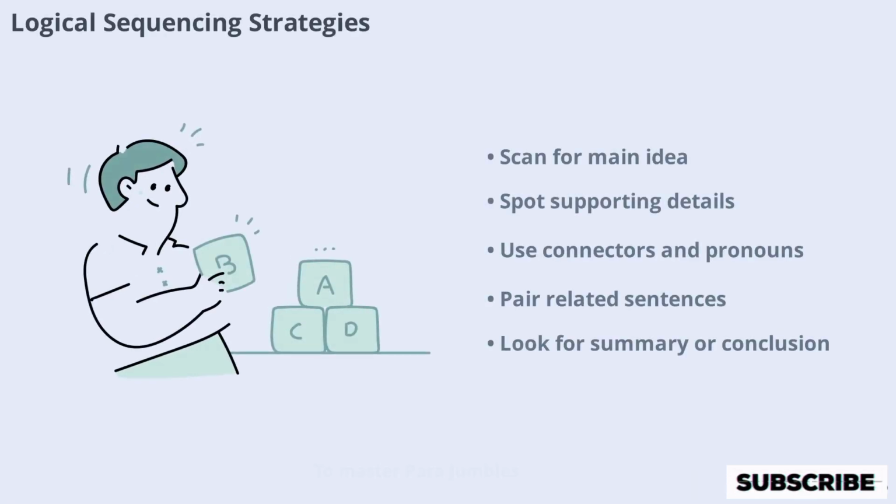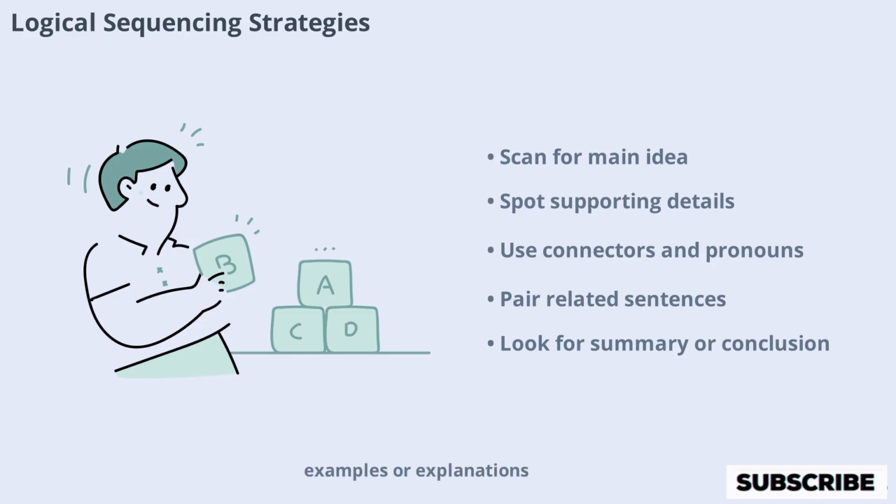To master parajumbles, it's important to develop a systematic approach. Start by scanning all the sentences to get a general idea of the topic. Identify the sentence that introduces the main idea. This is usually a definition, a broad statement, or a question. Next, look for sentences that provide supporting details, examples, or explanations.